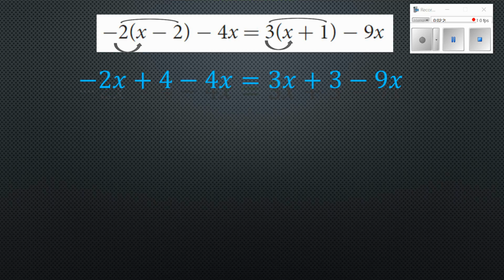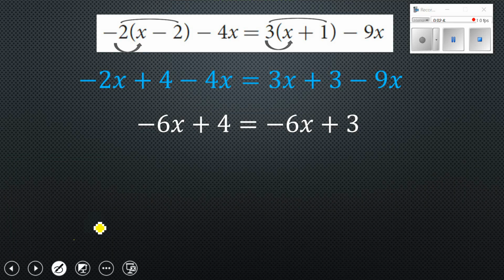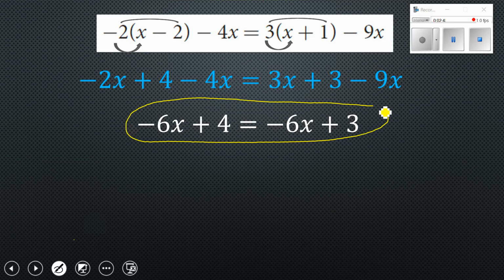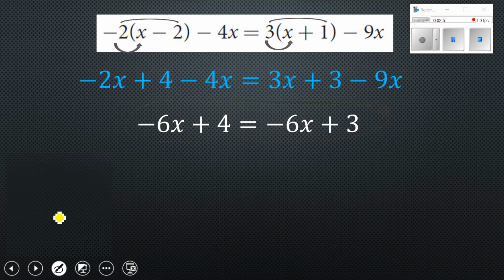At this point, we want to combine like terms on both sides of the equation. You notice we have x's that can be combined on both sides. And when we do that, we get this equation. And this is our first clue. Let's compare this to our last one. Here we get something not equal to itself. So notice the negative 6x's are the same, but the plus 4 and the plus 3 are non-equivalent.